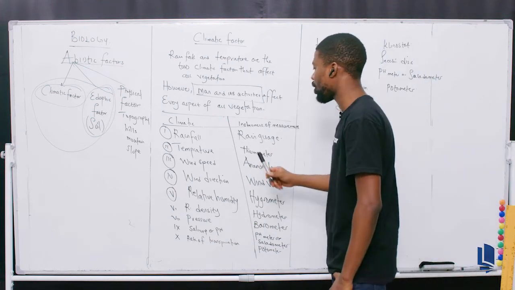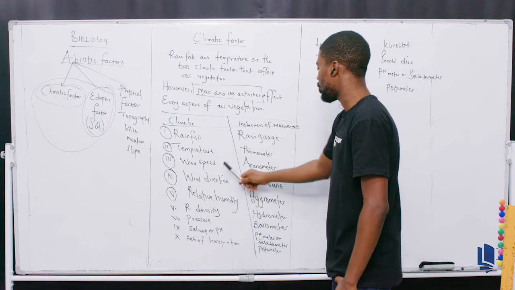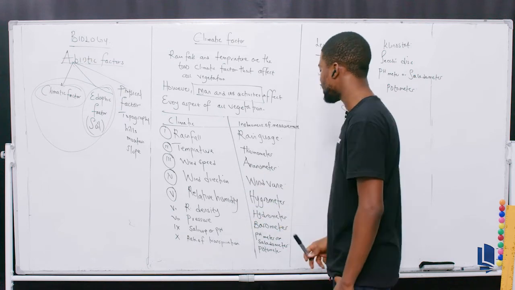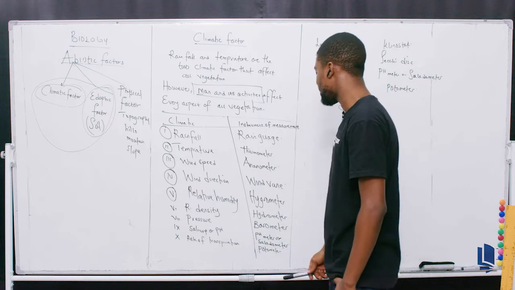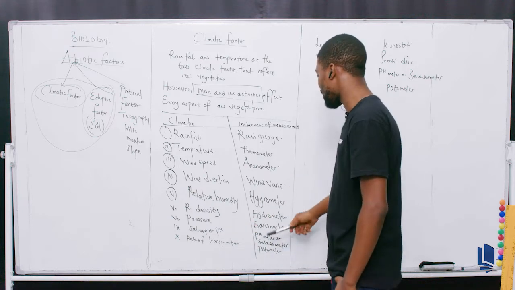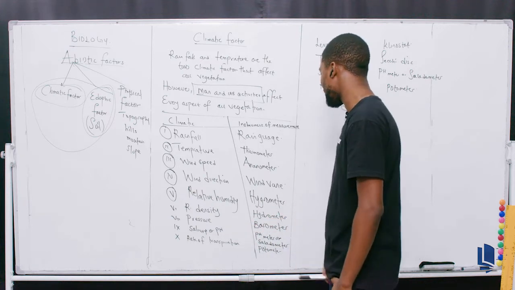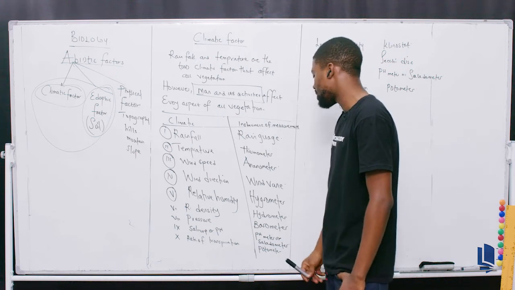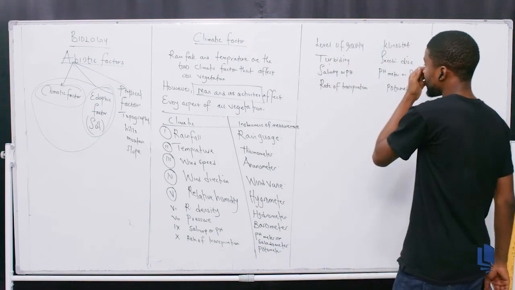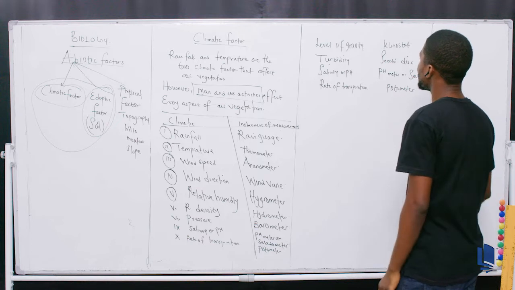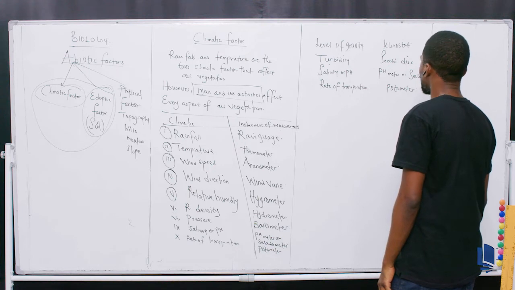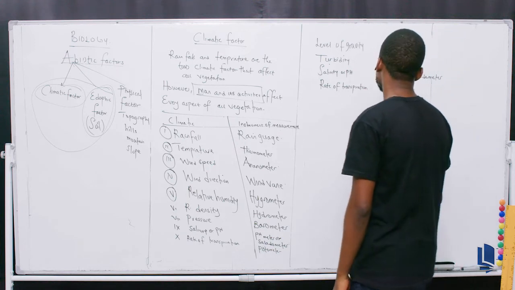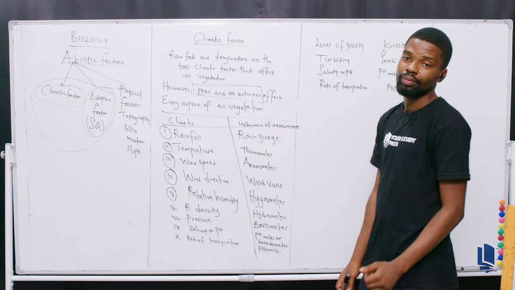Rainfall, rain gauge. Thermometer is for temperature. Wind speed, anemometer. Wind direction, wind vane. Relative humidity, hygrometer. Relative density, hydrometer. Pressure, barometer. Salinity or pH, pH meter or salinometer. Rate of transpiration, potometer. Level of gravity, clinostat. Turbidity, Secchi disk. Salinity or pH, pH meter or salinometer, and the rate of transpiration, potometer.